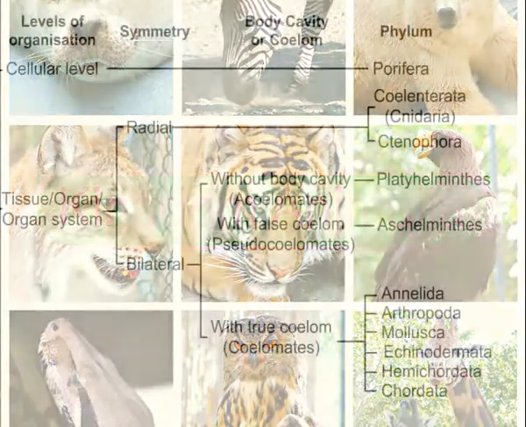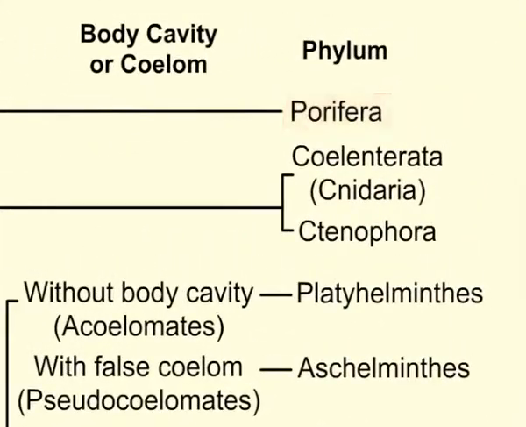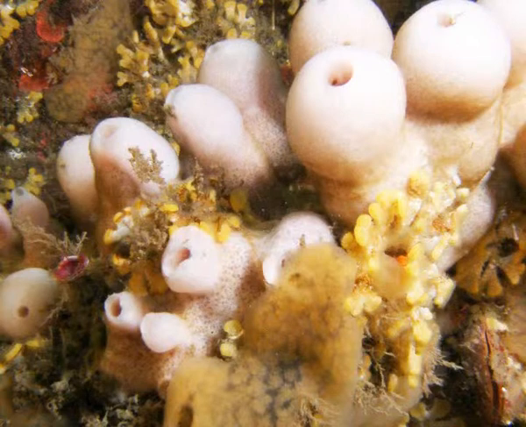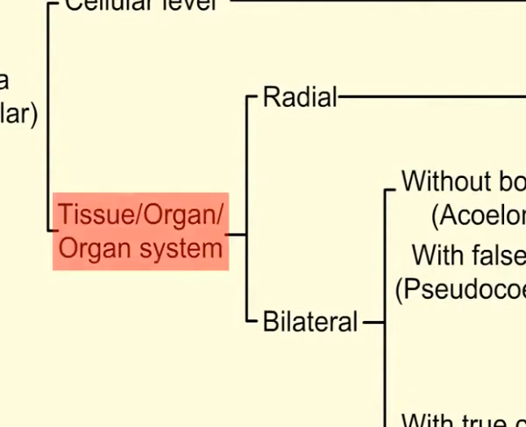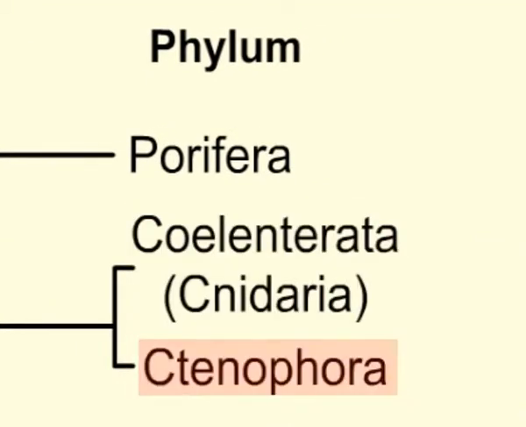The kingdom Animalia is split into 11 phyla. Each phylum includes organisms that have basic characters in common. The 11 phyla of the animal kingdom are from Porifera to Chordata. The first phylum of kingdom Animalia is phylum Porifera. Organisms of this phylum have cellular level of organization and include organisms such as sponges. If we consider the tissue level of organization and animals exhibiting radial symmetry, kingdom Animalia has two phyla, Coelentrata and Ctenophora. These organisms are diploblastic.